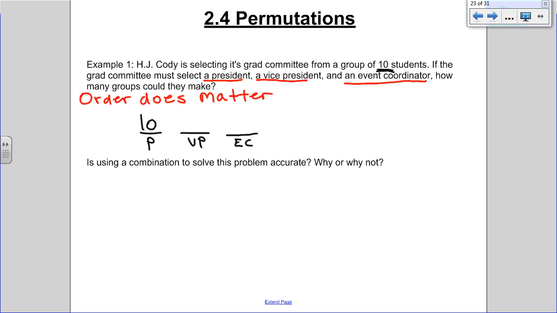Now that there's 10 in that spot, how many do I have left for the vice president spot? 9. And how many for the event coordinator spot? 8. That's saying order matters. So it depends on where you were picked. To figure out the actual answer on these questions, you always multiply these numbers together. When you multiply these numbers together, you're going to get 720. That's how many different committees you could make, because now the order matters how you're selecting.